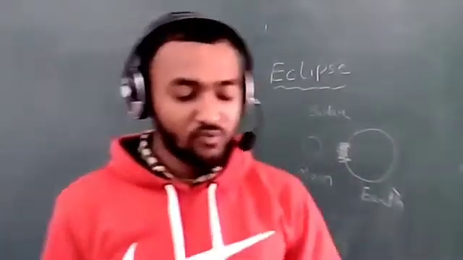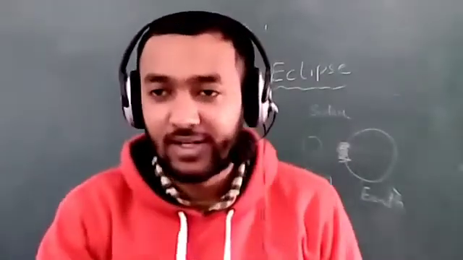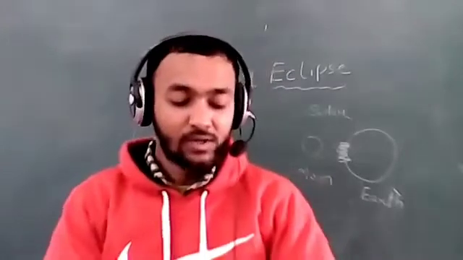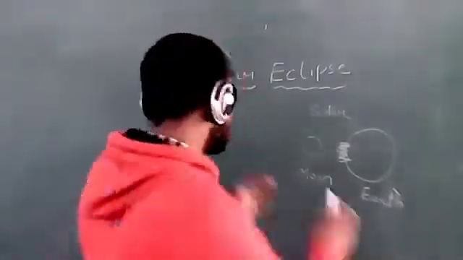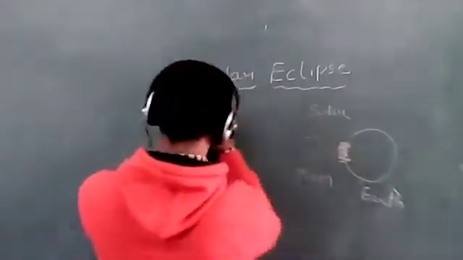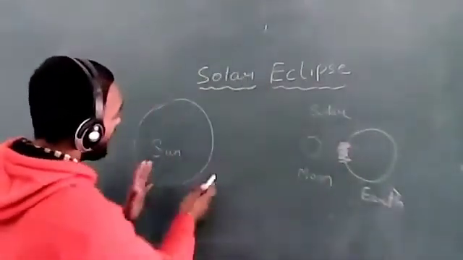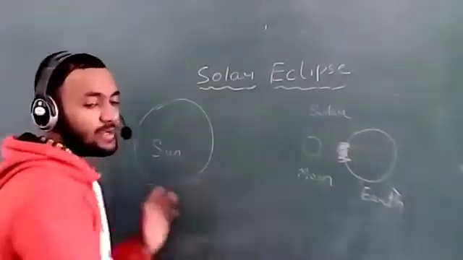And there are two types of solar eclipse. The first is total solar eclipse. What is a total solar eclipse? The word itself gives the definition: total. A total solar eclipse occurs when the Sun is totally hidden by the Moon. We can't see the complete Sun, so it is called a total solar eclipse.